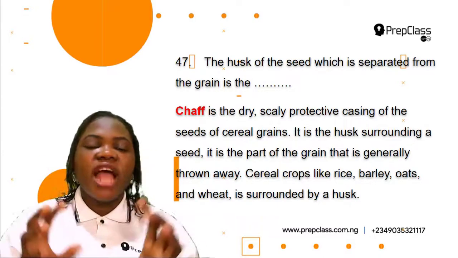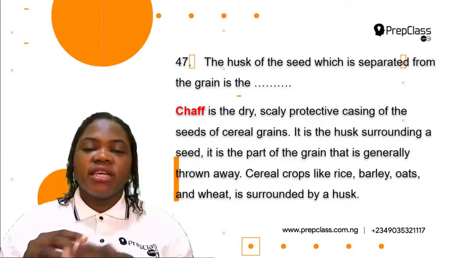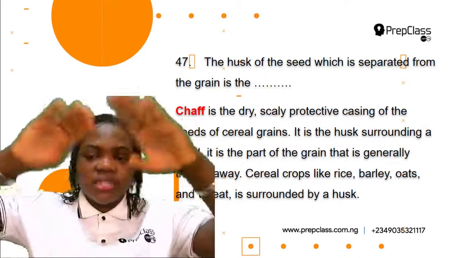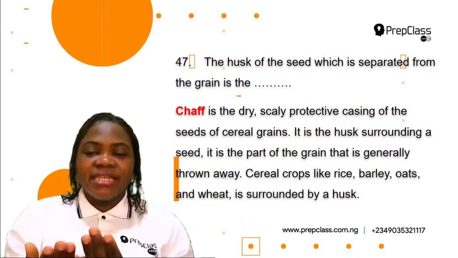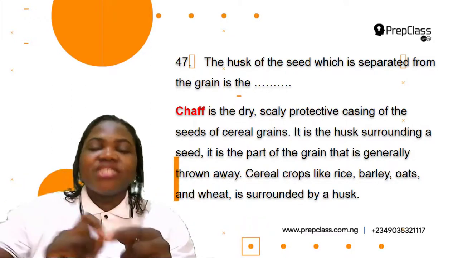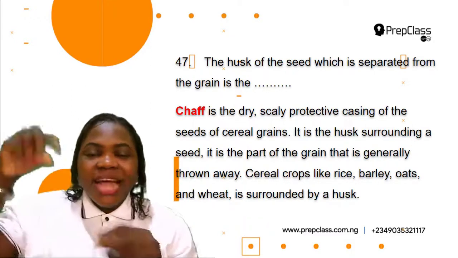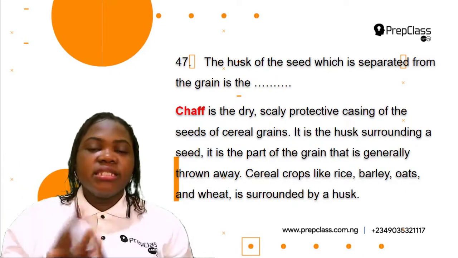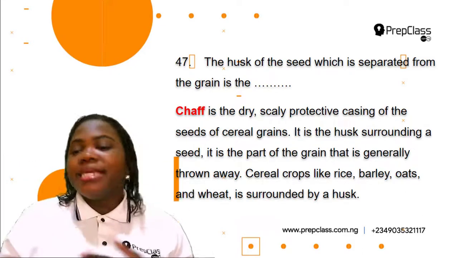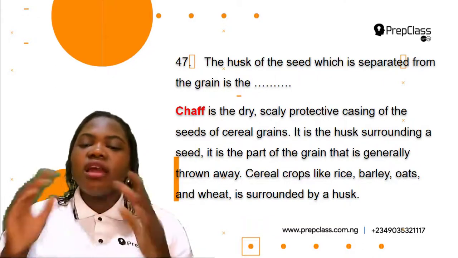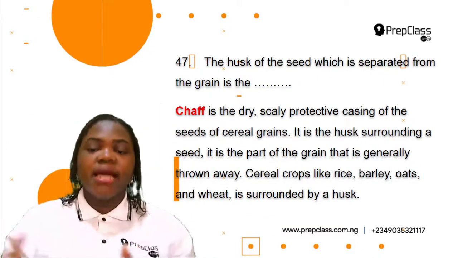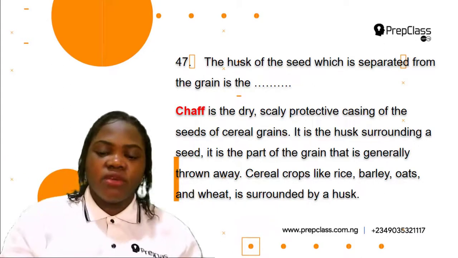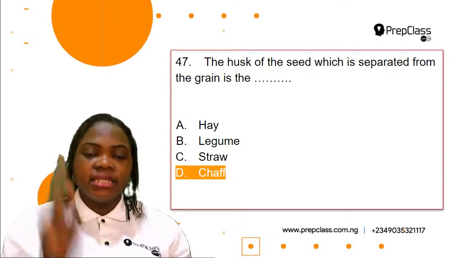Okay, so a chaff is the dry, scaly protective casing of the seeds of cereal grains. It is the husk surrounding a seed. It is that part of the grain that is thrown away. Examples of cereal crops that have this husk are rice, barley, oats, and wheat. So all of these cereal crops are surrounded by a husk. So that husk of the seed is known as chaff. So the correct option here is D, chaff.